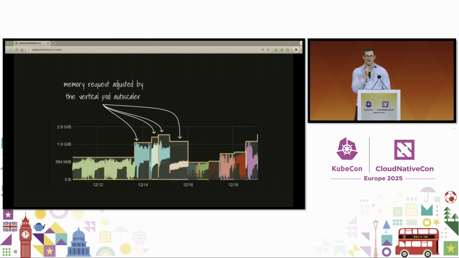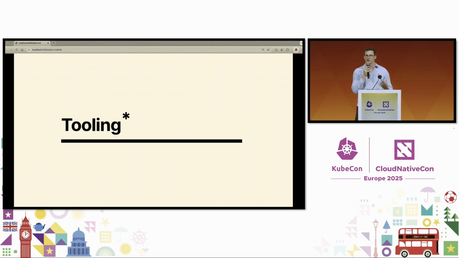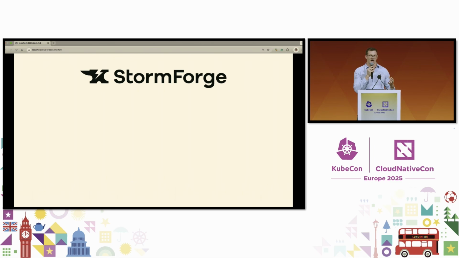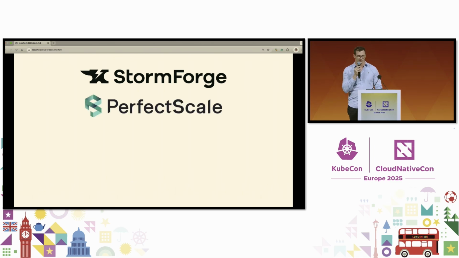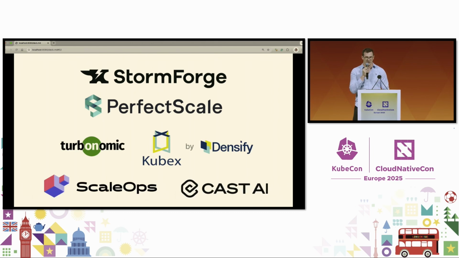Now, the vertical pod autoscaler has got a very simple mechanism to detect that. So there are other tools that you find in the ecosystem that do that with more advanced machine learning models. You might have heard of Stormforge, PerfectScale, Kubex from Densify, ScaleOps. There are many more. I think the important thing to remember, and I think this is news from this week, is that most of these are actually being acquired. So we see the market being consolidated as more and more companies are using these products to optimize the requests and limits.